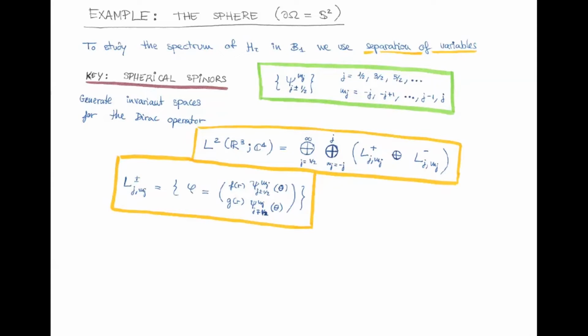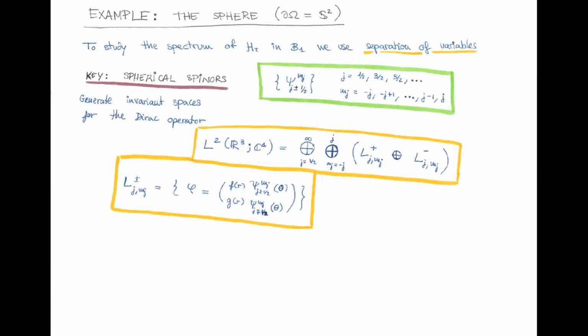I know that the notation is a mess, but just keep in mind that for several indexes, you have an invariant subspace that is formed by functions that have radial and spherical parts separated, and the spherical part is just one of these spherical spinors.